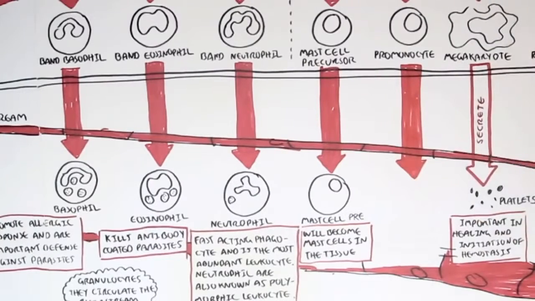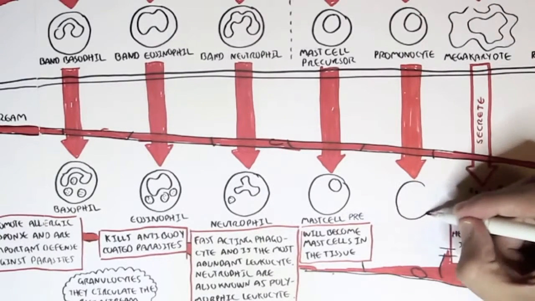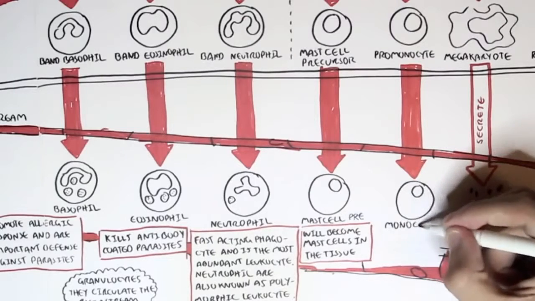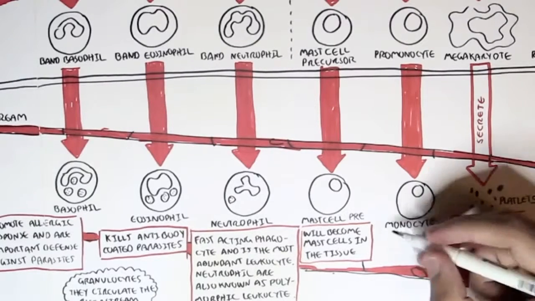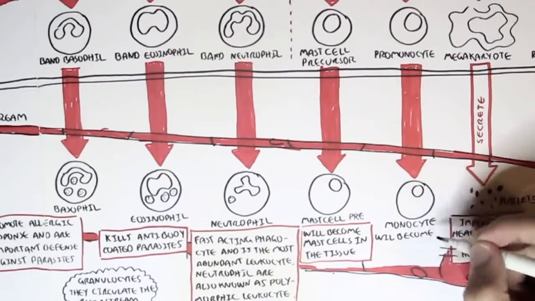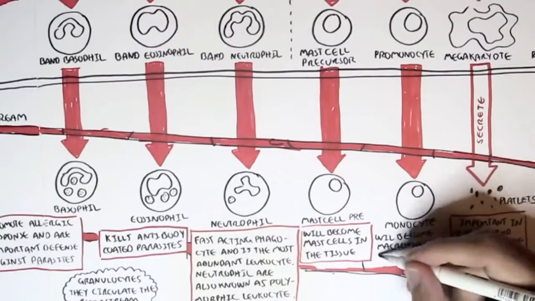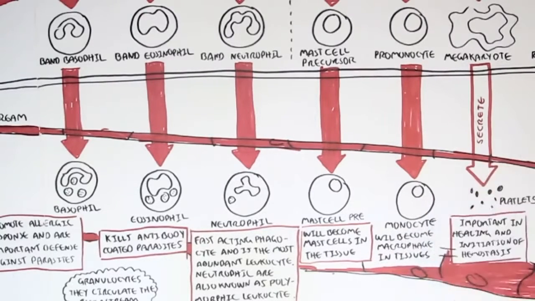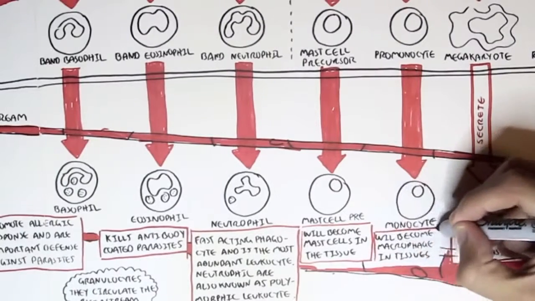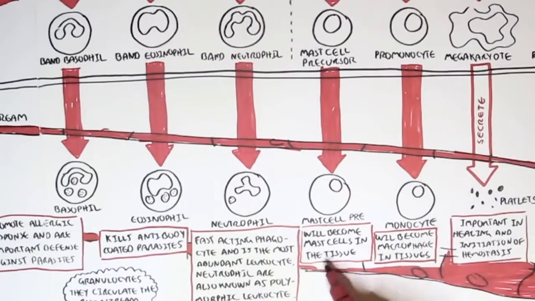The other type of cell is a promonocyte, which when it leaves the bone marrow, will become a monocyte. And a monocyte will circulate around the bloodstream, but when it enters tissues, it will become a macrophage. So in the bloodstream, it's a monocyte. In the tissues, it's a macrophage. And macrophages, as we all know, are antigen-presenting cells, and they also eat up pathogens.